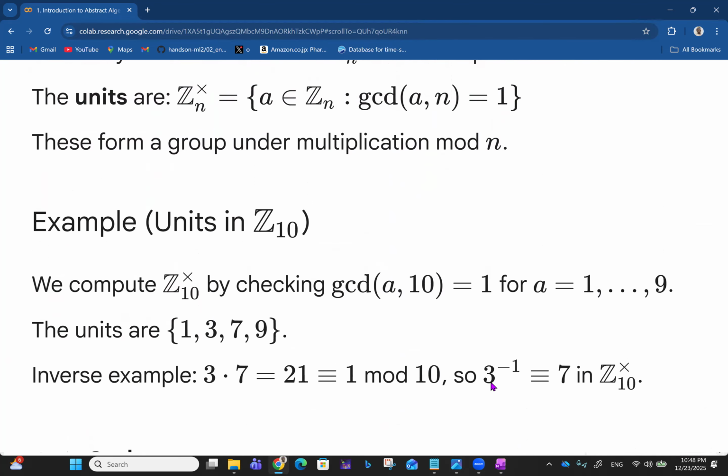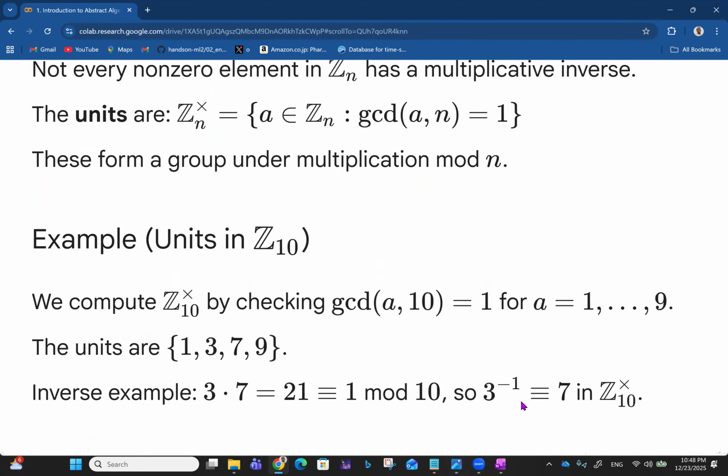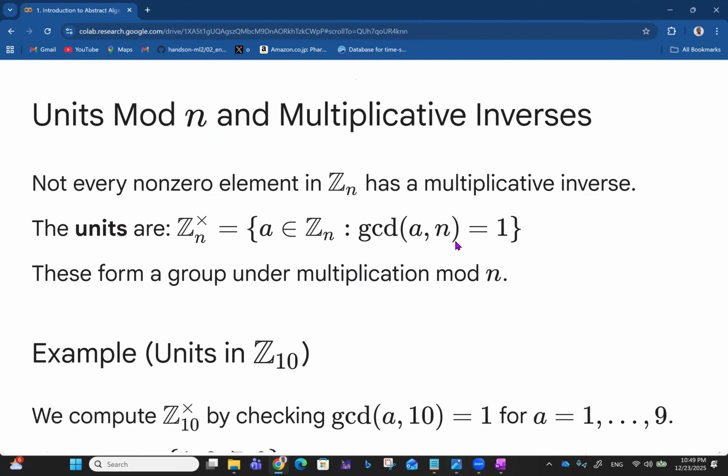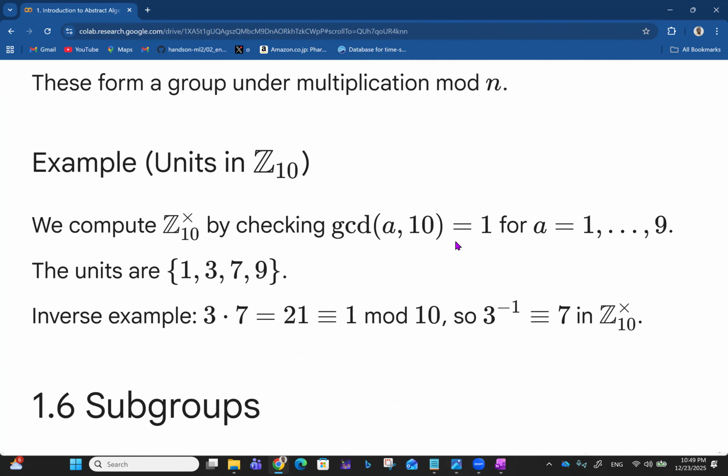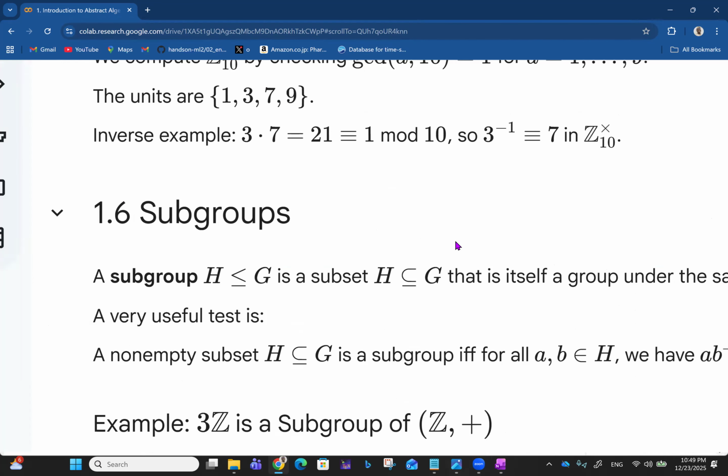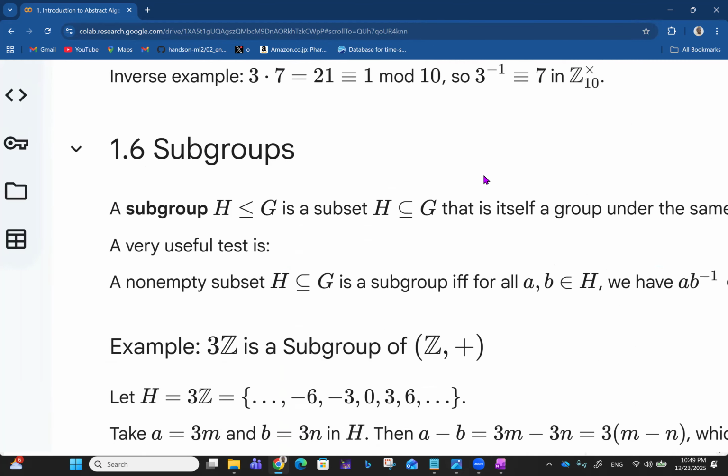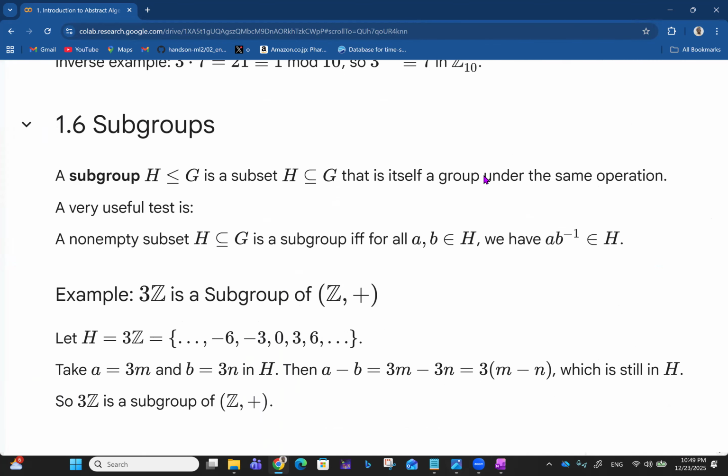So as you can see here, 3 times 7 is 21. In mod 10, you have 1. So 3 inverse is actually 7 in Z10x. So these together form a group under multiplication mod 10. I was going to talk about all these inverses and everything. At the end of the day, that 4 we had, I think we had a 4 here. Maybe I should have even continued, but we'll look at that better, because this is just an introduction. We're still going to drill into these things deeply as we move on.